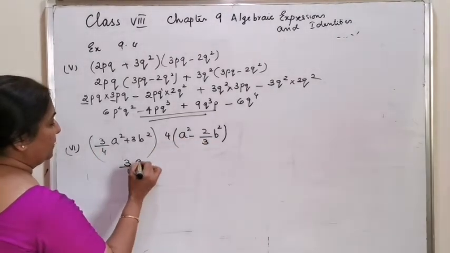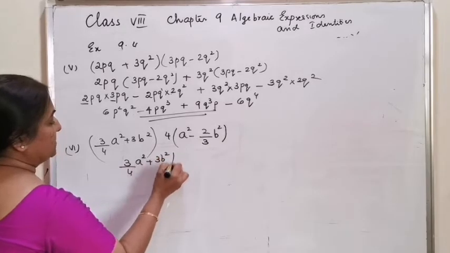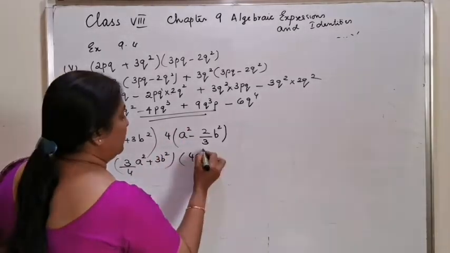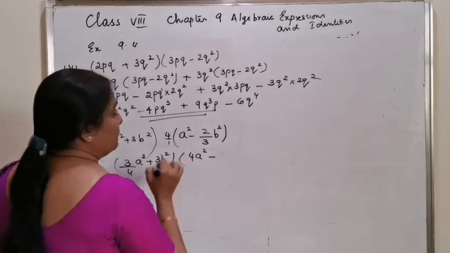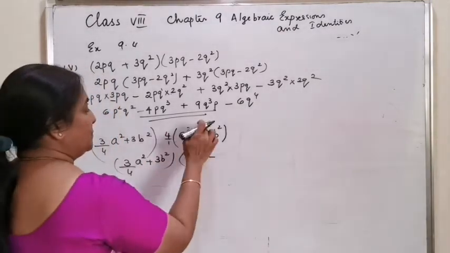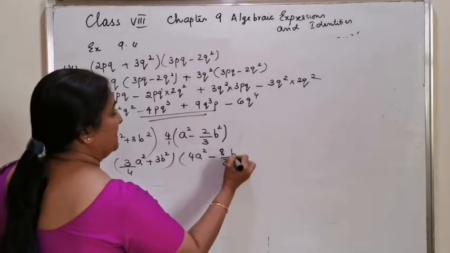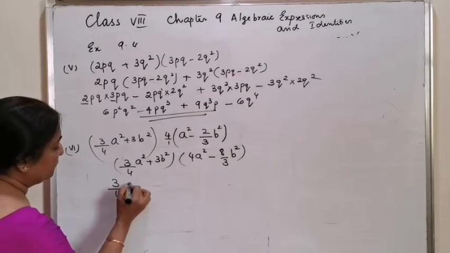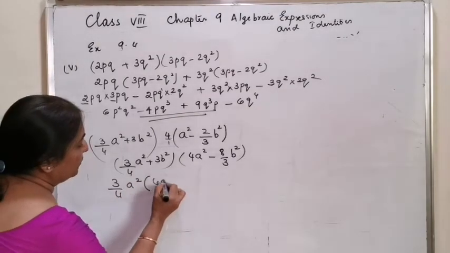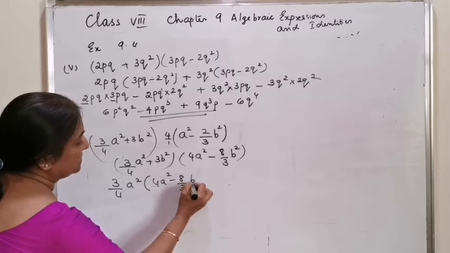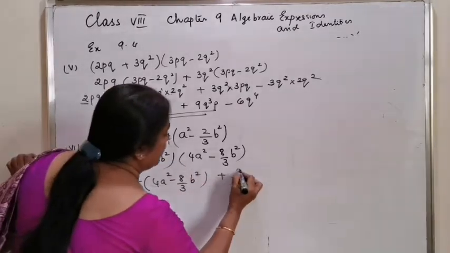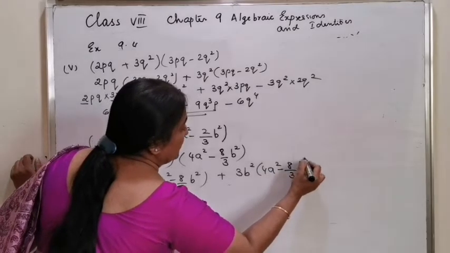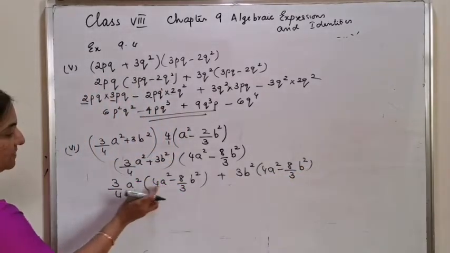So 3 by 4 A square plus 3B square into 4A square minus... it's only just asking you the pattern. 4A square minus 4 means 4 by 1, 4 2s are 8, 8 by 3B square. And the procedure is normal. 3 by 4A square plus 3B square into 4A square minus 8 by 3B square. First term into first term.